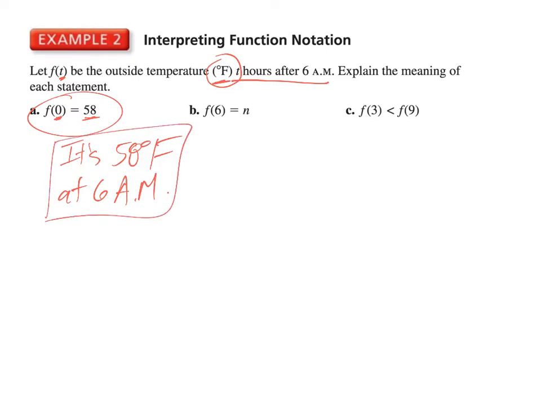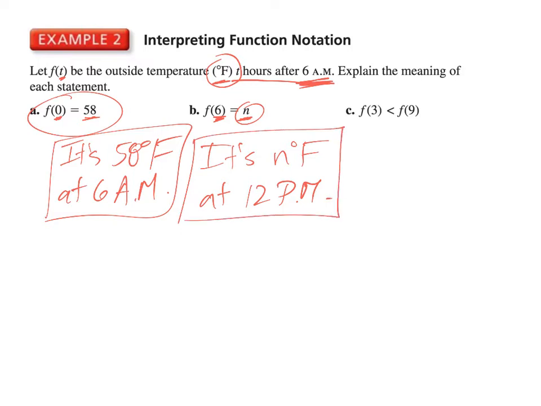All right, what does this mean then? This is 6 hours after 6 a.m. So 6 hours after 6 a.m. would be what? 12 p.m. And we don't know what the temperature is here. It just gives a variable. So this is n degrees. So it's n degrees Fahrenheit 6 hours after 6 a.m., at 12 p.m. And this is p.m.